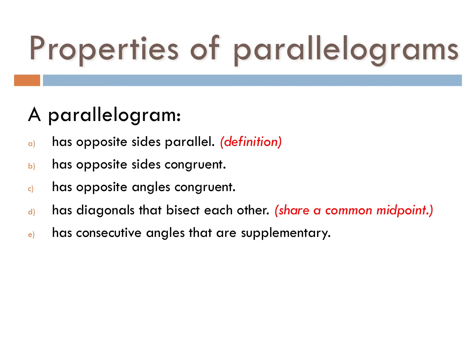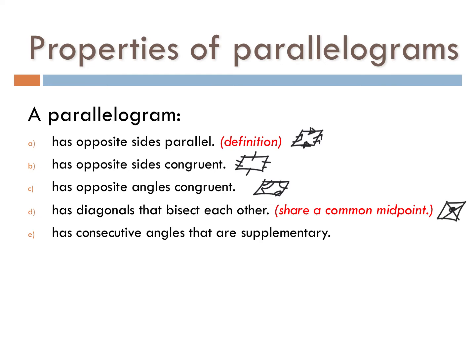So a parallelogram has opposite sides that are parallel. That's the definition of a parallelogram. So I would do the little arrows, double arrow here, double here. It has opposite sides that are congruent. So those two sides are congruent. These two sides are congruent. It has opposite angles that are congruent. So here and there.